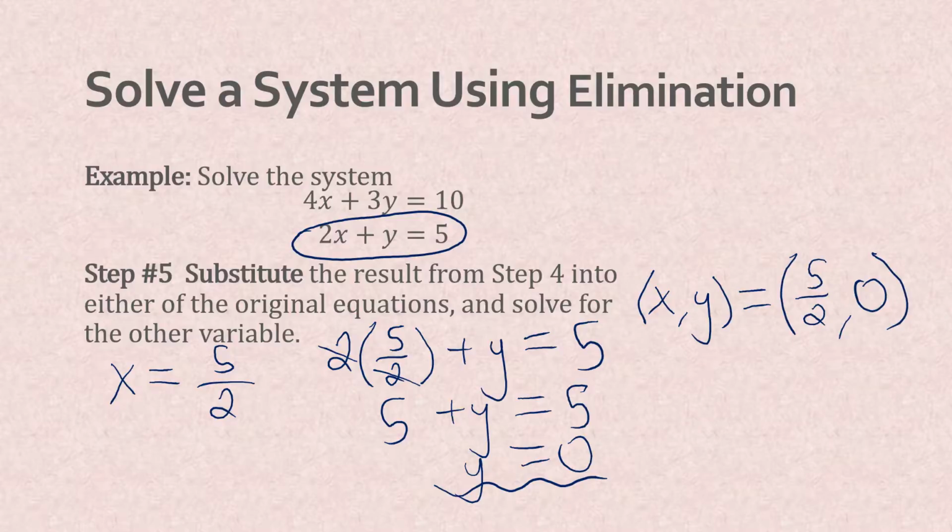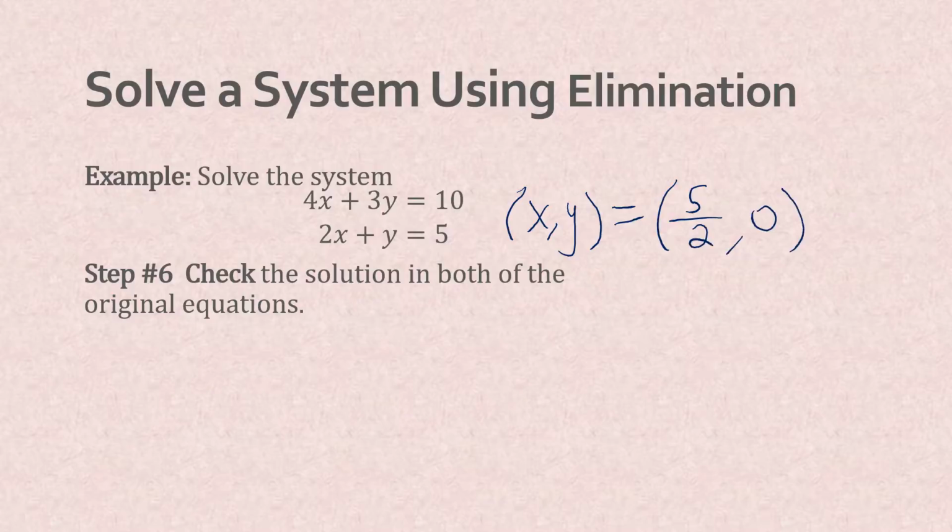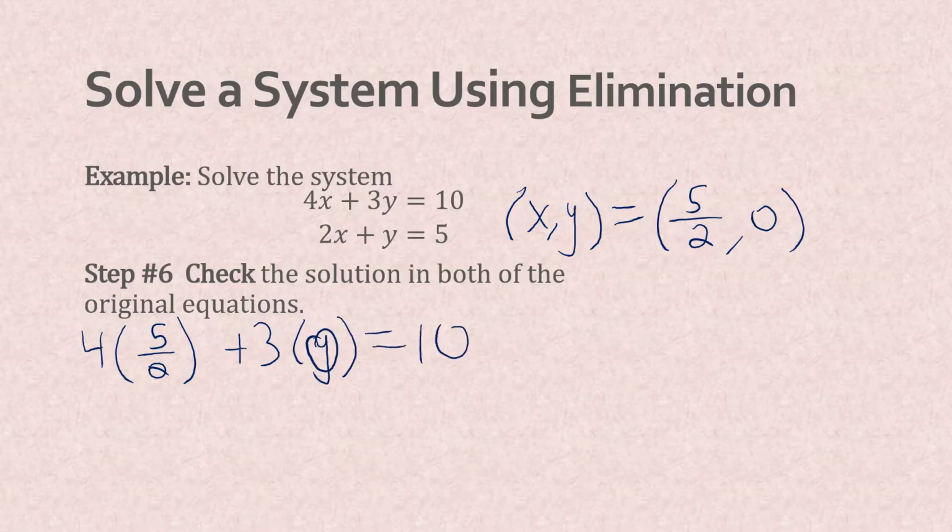Now it's going to be time, as always, for step 6, check the solution in both of the original equations. So as a reminder, my solution I had was x comma y is equal to 5/2, 0. So when I check that in the first equation, so 4 times 5 halves plus 3 times 0, I see, does that equal 10? Of course, the y term zeroes out, and if I look at 4 times 5 halves, that reduces to 2 times 5, and 2 times 5 does equal 10.